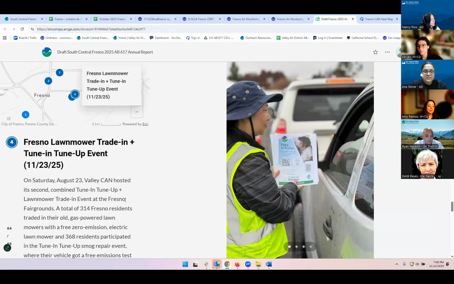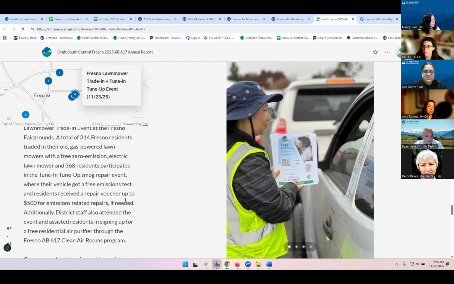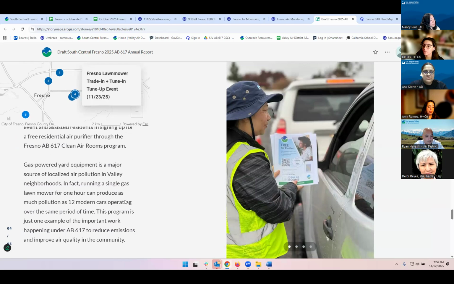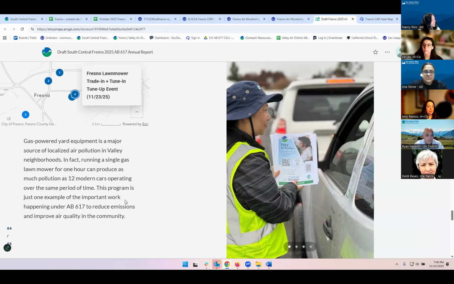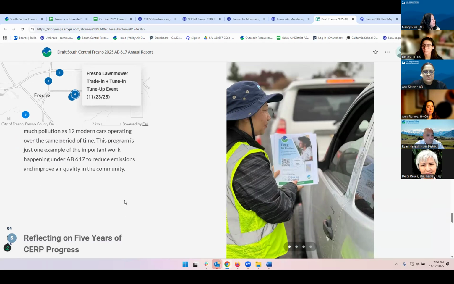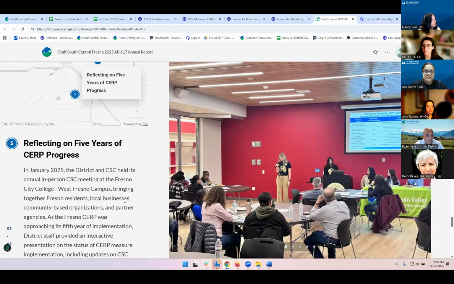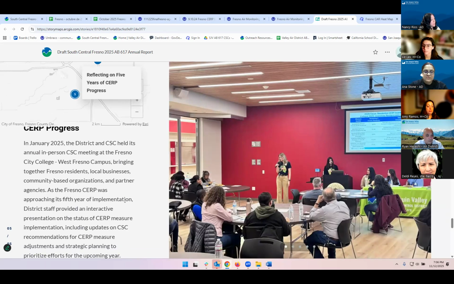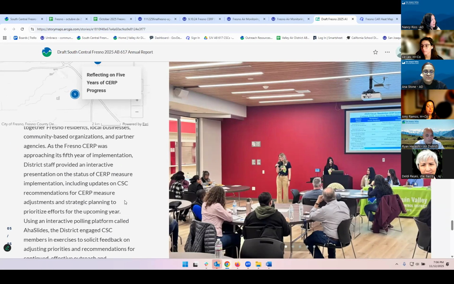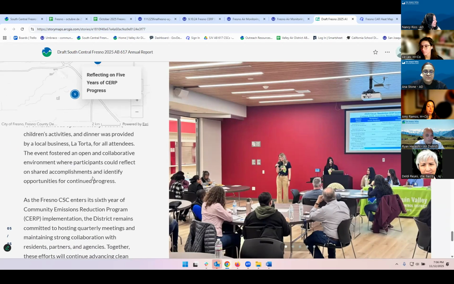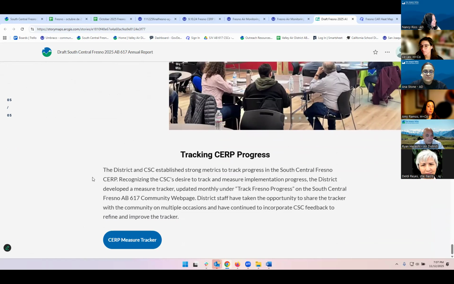A highlight from our Fresno lawnmower trade-in events. And this just has a lot of information, how many lawnmowers were exchanged, how many people came in for the repairs measure, and also highlighting our in-person CSC meeting, which we have every year. And lastly, we always do show the tracking CERP progress and just have a little button right here where it takes you to the most recent CERP measure tracker.